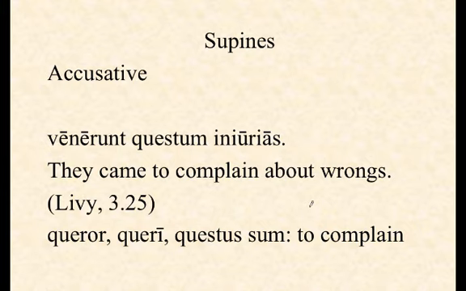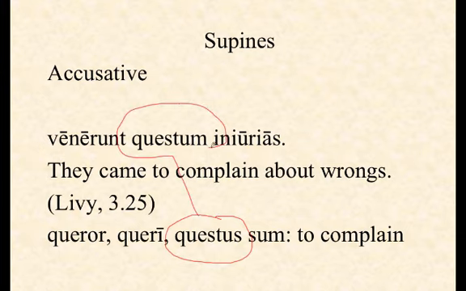Here's an example from authentic Latin literature. Venerunt questum injurias. They came to complain about wrongs. This deponent verb, you have the past participle questus sum, change it into the accusative, and it is your accusative supine. Now, these accusative supines used with verbs of motion are found mainly in early Latin literature. In later literature, this is replaced with a purpose clause using ut or even an infinitive of purpose.